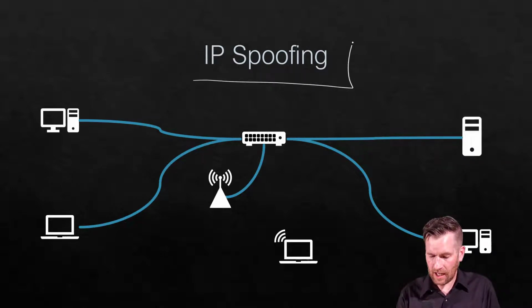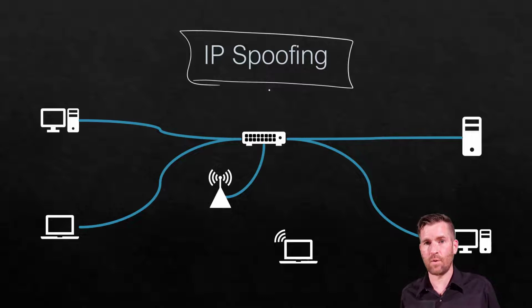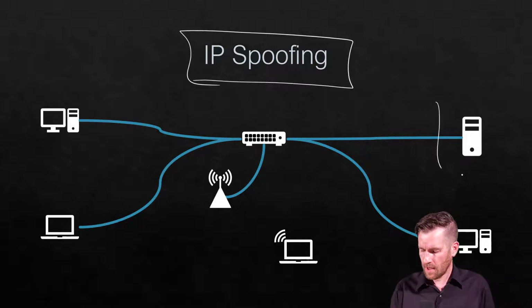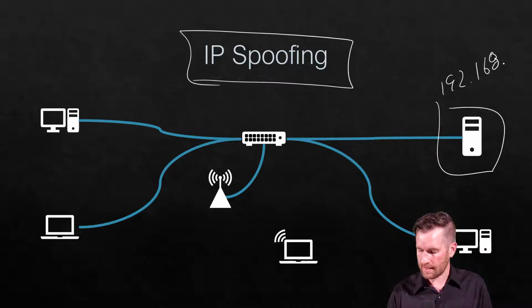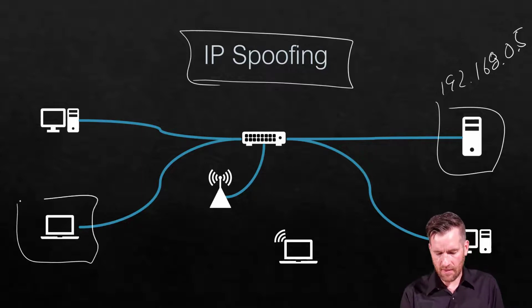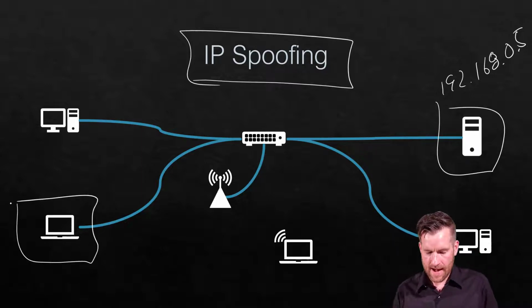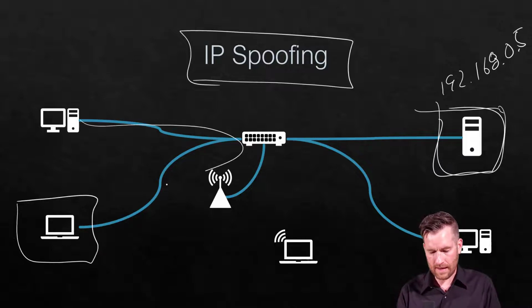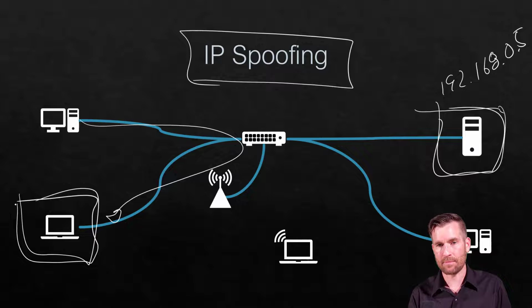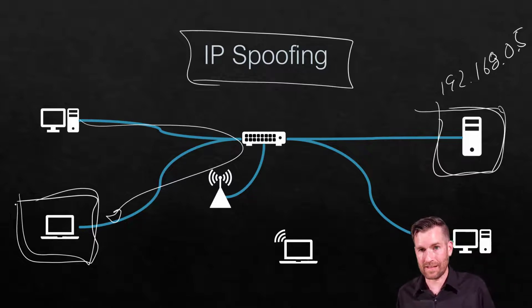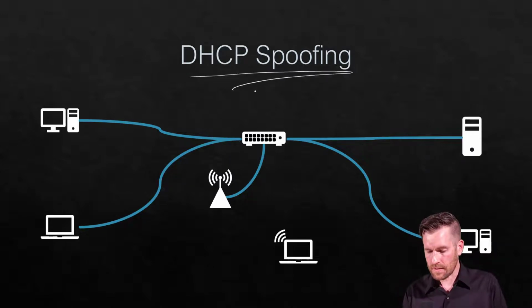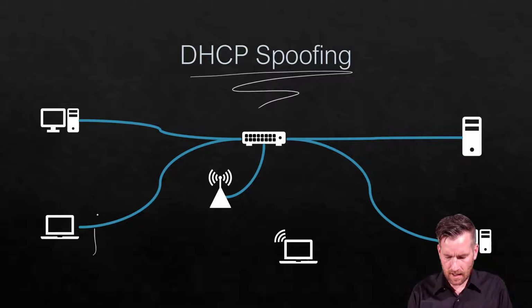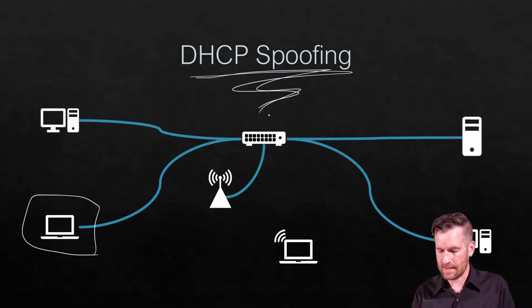IP spoofing can also have a similar effect, but once again, in a little different manner. So let's say this address right here to the server is 192.168.0.5, and then it is also set on this laptop right here, and now some of the traffic that's supposed to be destined for this server right here would then get sent to this laptop right here, and that's IP spoofing.